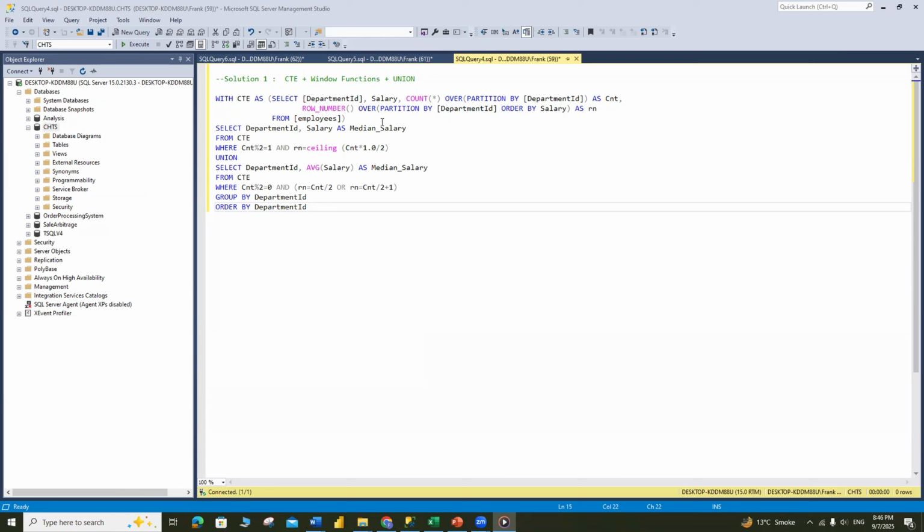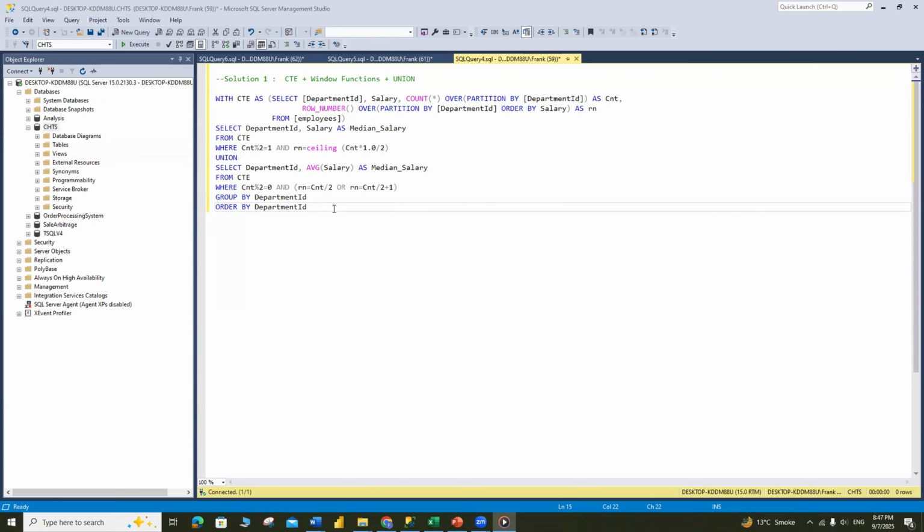Then we handle two cases. One, if the department has an odd number of employees, we take the middle salary using CEILING(CNT * 1.0 / 2). Two, if the department has an even number of employees, we take the average of the two middle rows. That's why we use a union of two queries, one for odd counts, one for even counts. This is a direct mathematical implementation of the median definition.